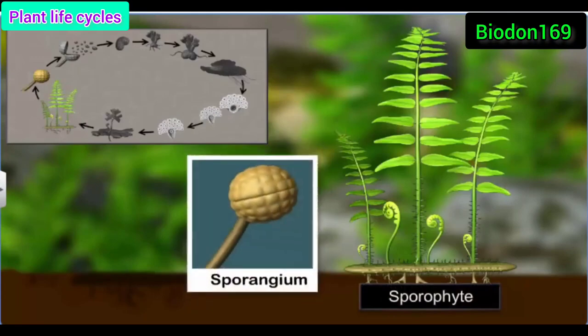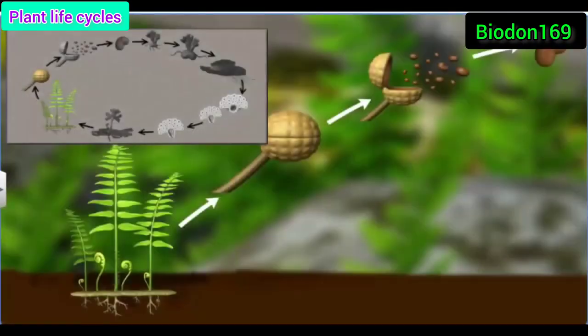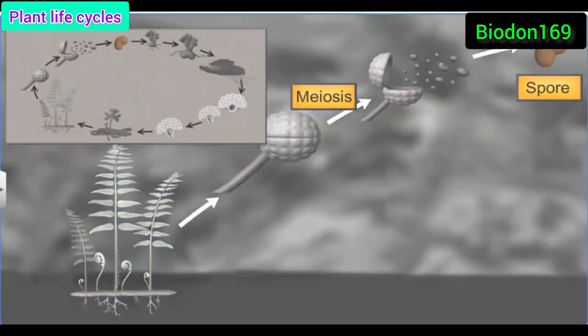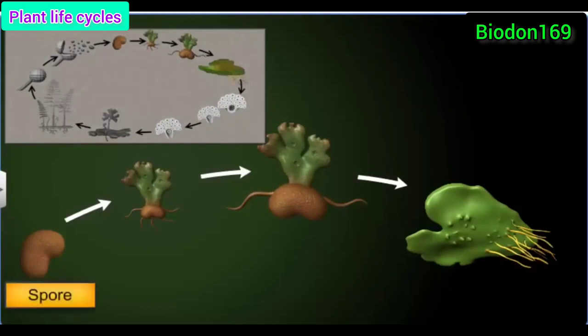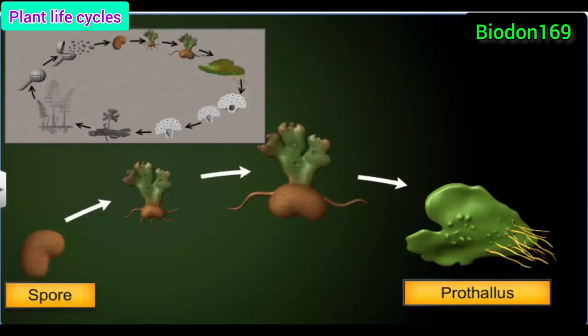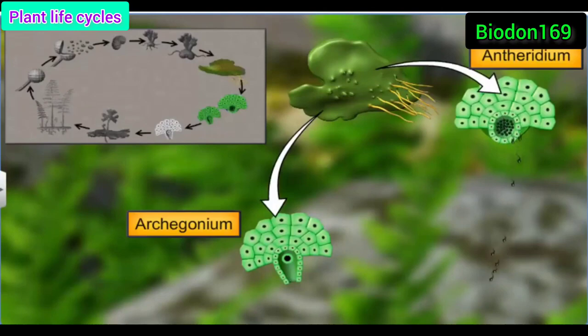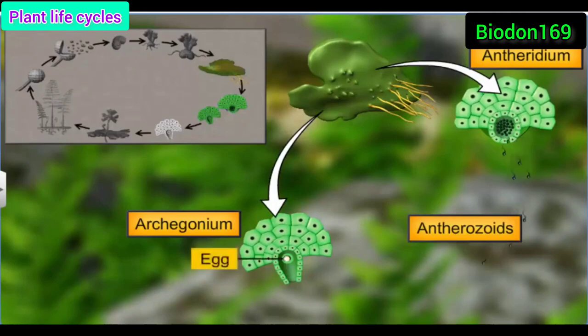bears sporangia, which produce haploid spores through meiosis. These spores undergo mitosis and germinate into a prothallus, a gametophyte with haploid cells. The prothallus bears the antheridium and archegonium that respectively produce antherozoids and egg, the haploid male and female gametes.